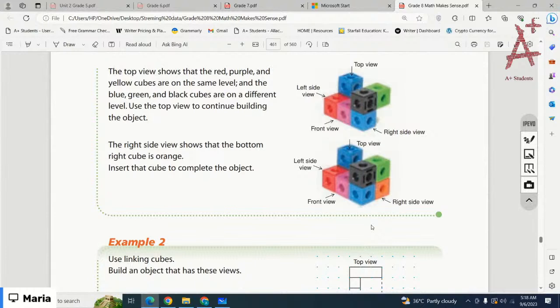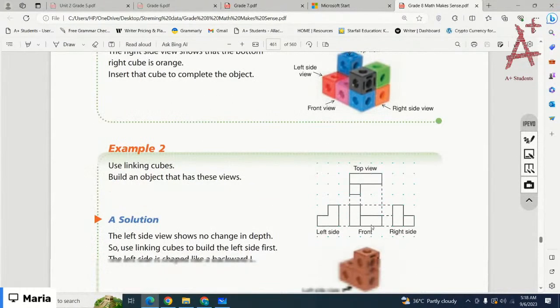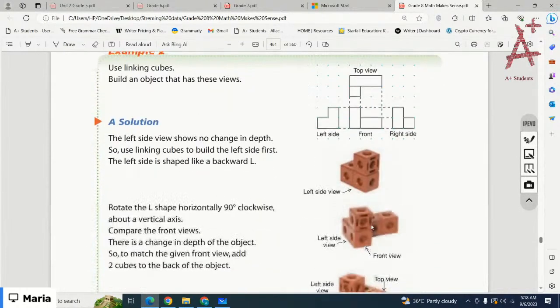The next one is use linking cubes. Build an object from these views. Okay, you are given the views, you have to draw the object. A left side view shows no depth, no change in depth. So use linking cubes to build the left side first. If you just make it from the left side, you have to make an L, right? Like this.